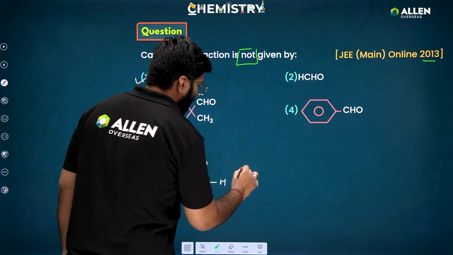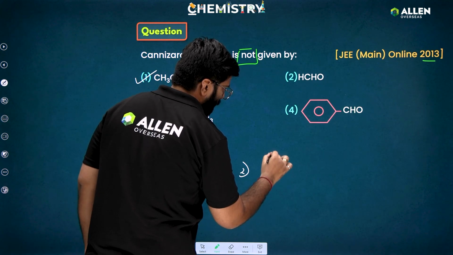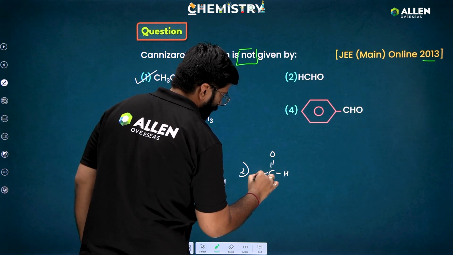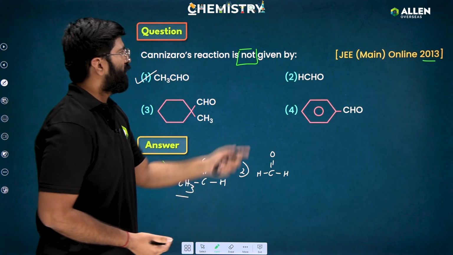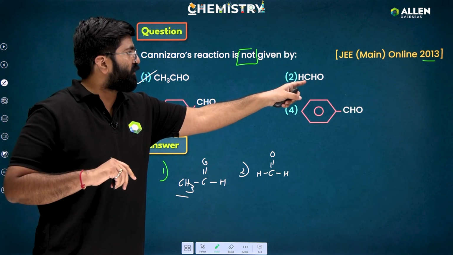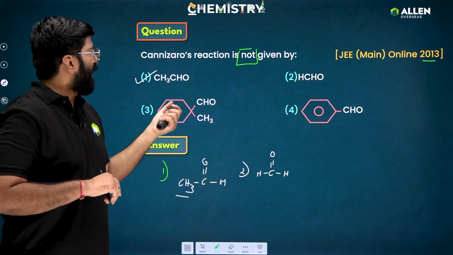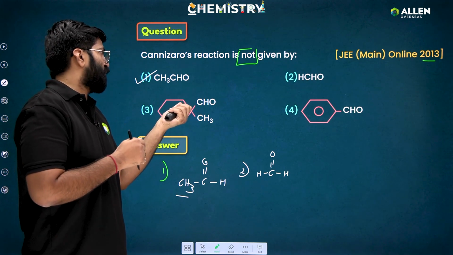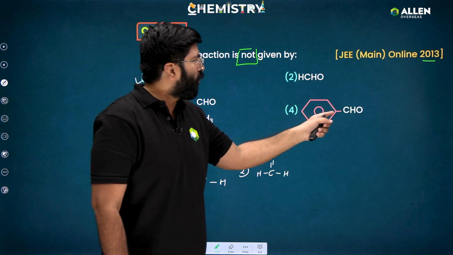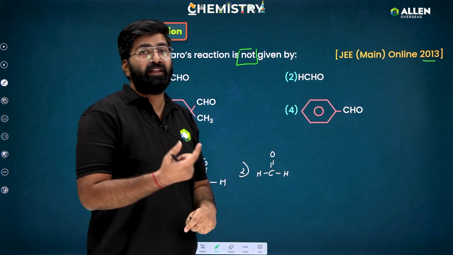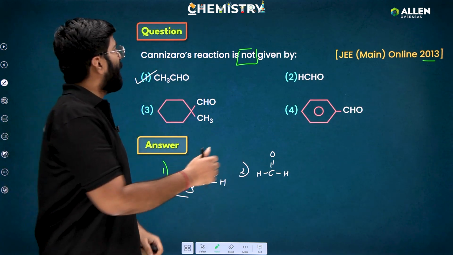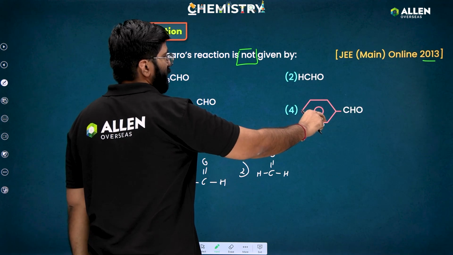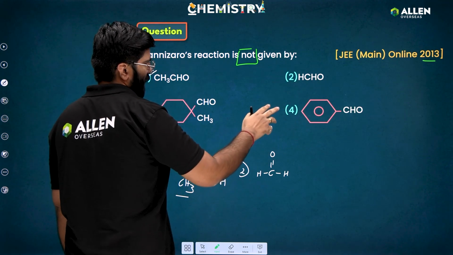What is the second one? C double bond O, H. Obviously there is no alpha hydrogen, so this is going to give Cannizzaro's reaction, but this will not be my answer. Again over here, C double bond O, there is no alpha hydrogen present. That's why this is going to give Cannizzaro's reaction. Again over here, there will be a double bond, and again there is no alpha hydrogen present. That's why this is going to give your Cannizzaro's reaction, and this is not my answer.